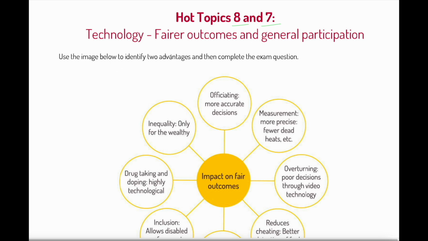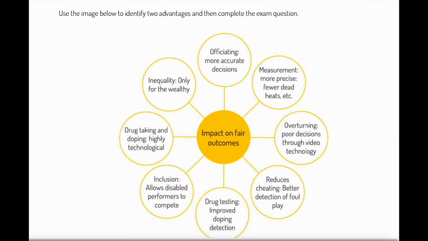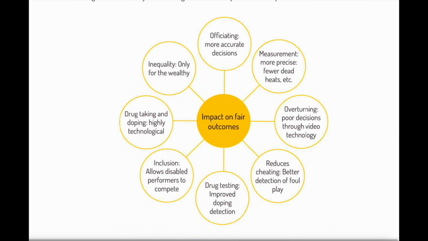Use the image below to identify two advantages and then complete the exam question. First of all, what is this showing? This is effectively the impact of technology on fair outcomes. Start to be thinking here about officials, referees, decision making. You're probably having terms coming into your minds like TMOs in rugby, VARs in football, connections in earpieces and microphones, all of the measuring devices, all of these things are relevant.